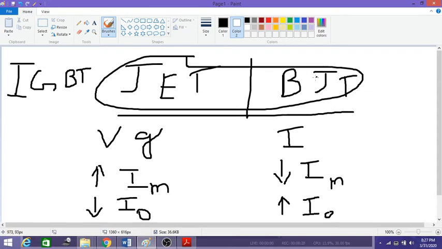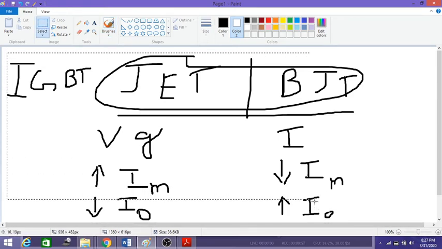So BJT is a current control device, JFET is a voltage control device. It means here the gate terminal uses the current to control the BJT, whereas here the gate terminal uses the voltage to control the JFET. And the JFET has high input impedance and BJT has low input impedance, whereas the JFET has low output impedance and BJT has high output impedance. So these are the basic differences.